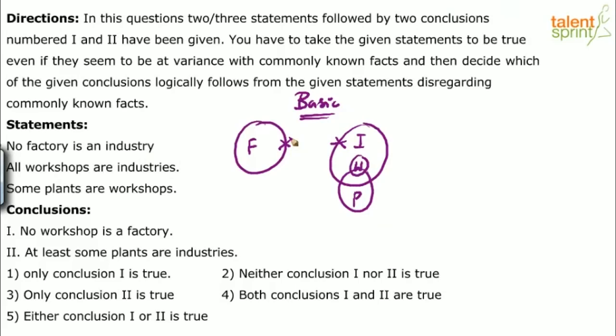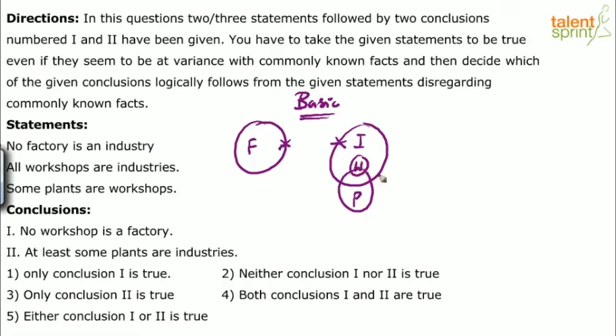See, we don't have to draw diagrams for that. Logically, if you observe, all the workshops are inside industries. Maybe the size of workshops can increase. The circle representing workshops can increase in size, but it will not go beyond industries. It will always be restricted within I. It can be equal to I, but it cannot be more than I. And we know that industries and factories will not overlap. So basically, workshops are always guarded by industries.